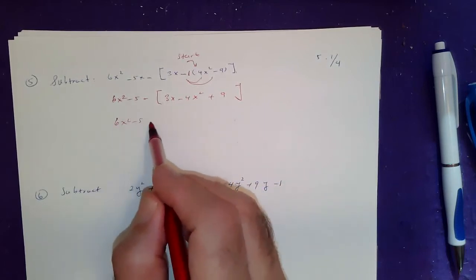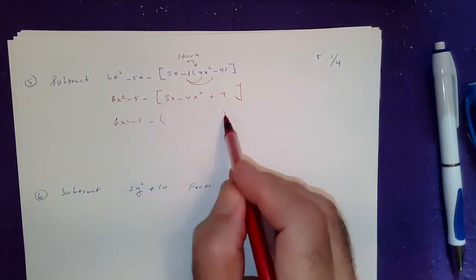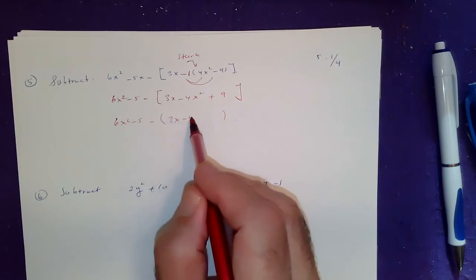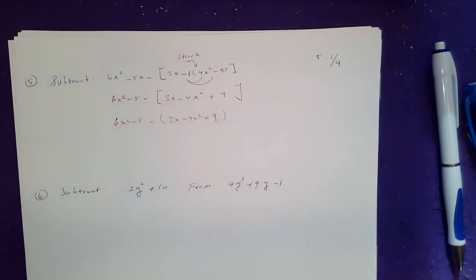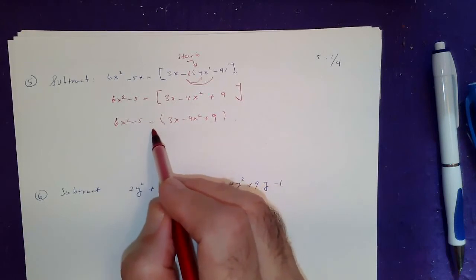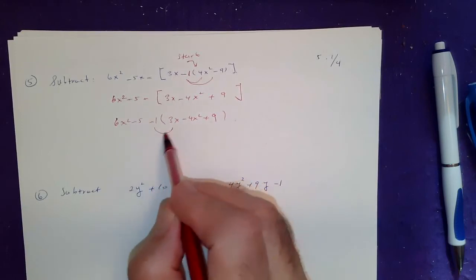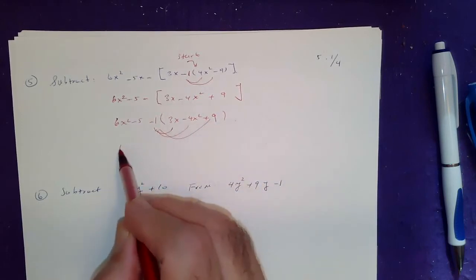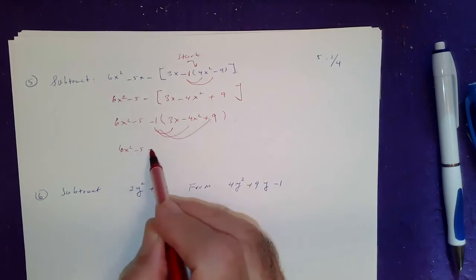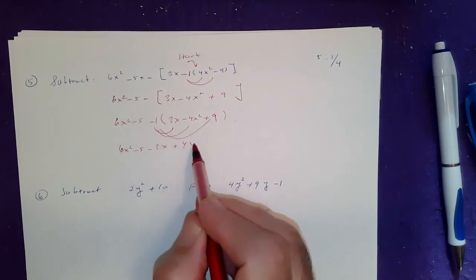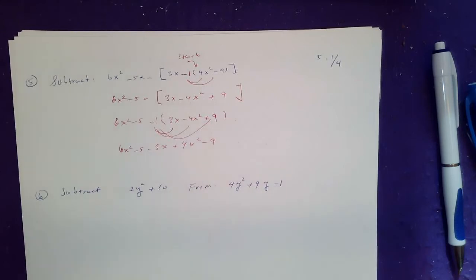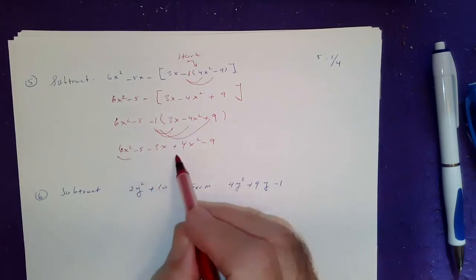So if you don't have any like terms, then the brackets change into parentheses. Now there is a minus in front of the parentheses, so distribute. So you get 6x squared minus 5 minus 3x plus 4x squared minus 9. Look for like terms and combine.